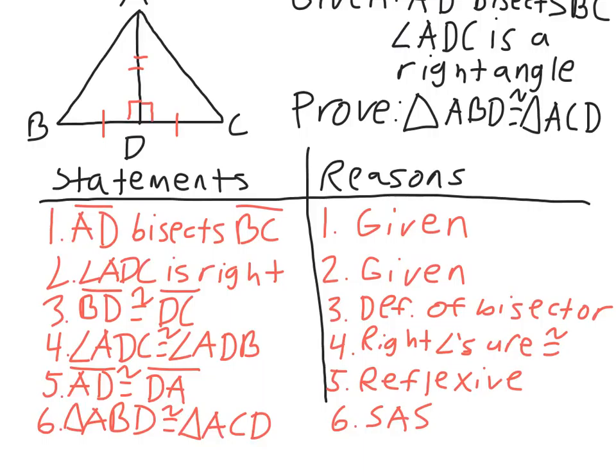And that's how you do a proof. Start with your givens, then the body, where you say the parts of the triangle that are congruent, and once you have enough in your triangle, you say the triangles are congruent, and you say why.